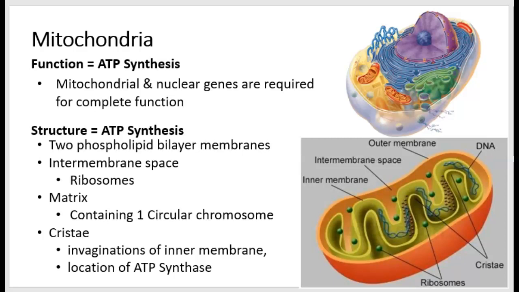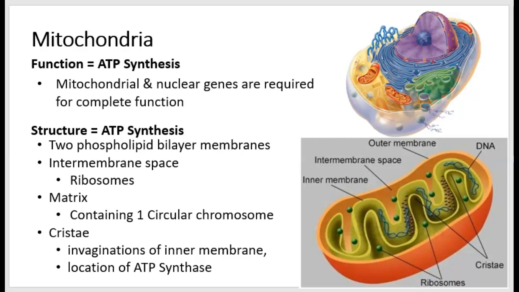It has two phospholipid bilayer membranes, one called the outer membrane, the other called the inner membrane. The space between the two membranes is called the intermembrane space. The interiormost space, encapsulated by the inner membrane, is called the matrix. Notice that the intermembrane space contains ribosomes. This enables mitochondria to synthesize proteins, which will be needed as enzymes for ATP synthesis.